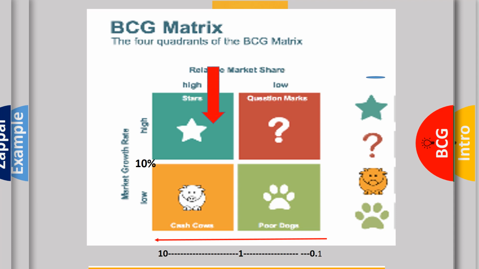With the stars, you've spent lots of money, and it has probably come from the question marks into the stars. So now it has a high market growth rate and a relatively high market share of 1 or above. The stars are now producing lots of revenue, but at the same time, you still need to continue with the investment, the marketing, the product differentiation, the investment in personnel, capital expenditures, innovation, and so on, in order to keep them as stars.